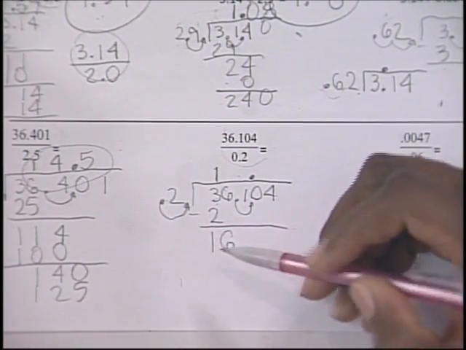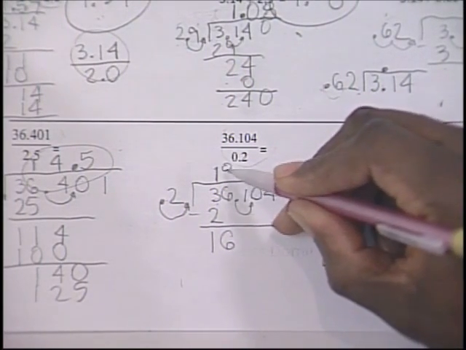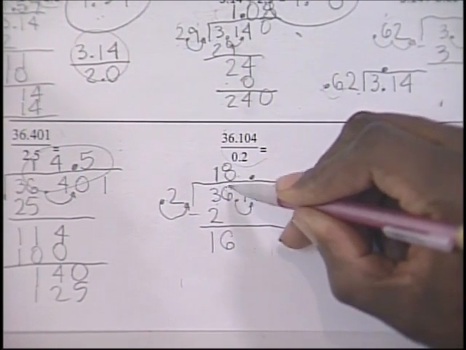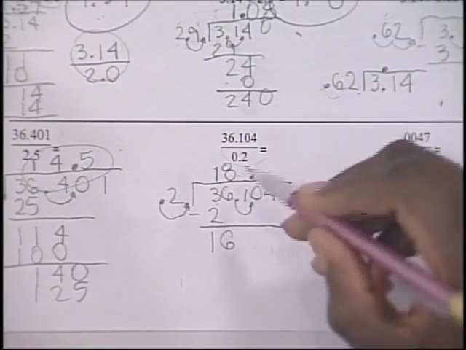How many times does 2 go into 16? 2 goes into 16 8 times. So I'm putting the 8 over the next number, which is 6. I'm not just putting the 8 anywhere.